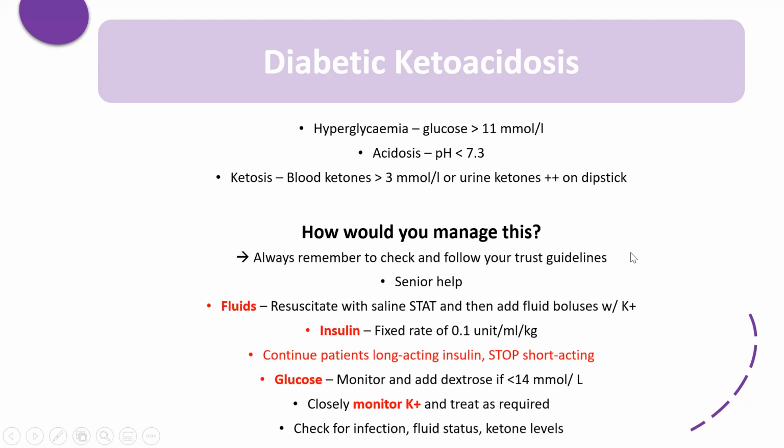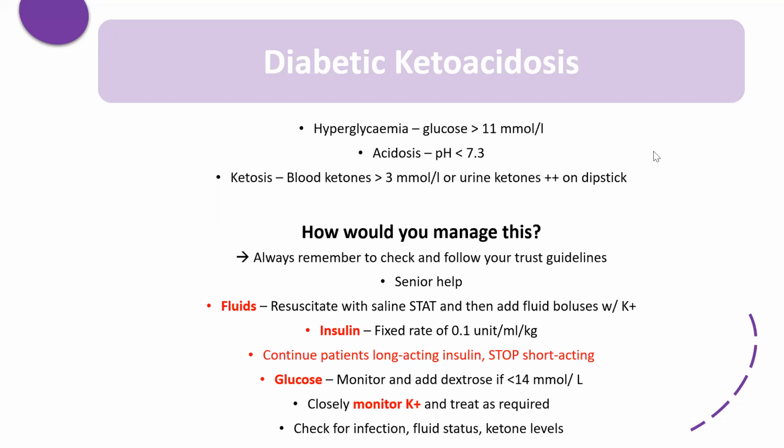So things to do. Always check and follow your trust guidelines. Call for senior help if you're not sure. Fluids: resuscitate with saline stat, and then add fluid boluses with potassium. Always make sure you check the potassium and keep monitoring it, because it could lead to hypokalaemia, and then that's just going to make the patient more unwell.